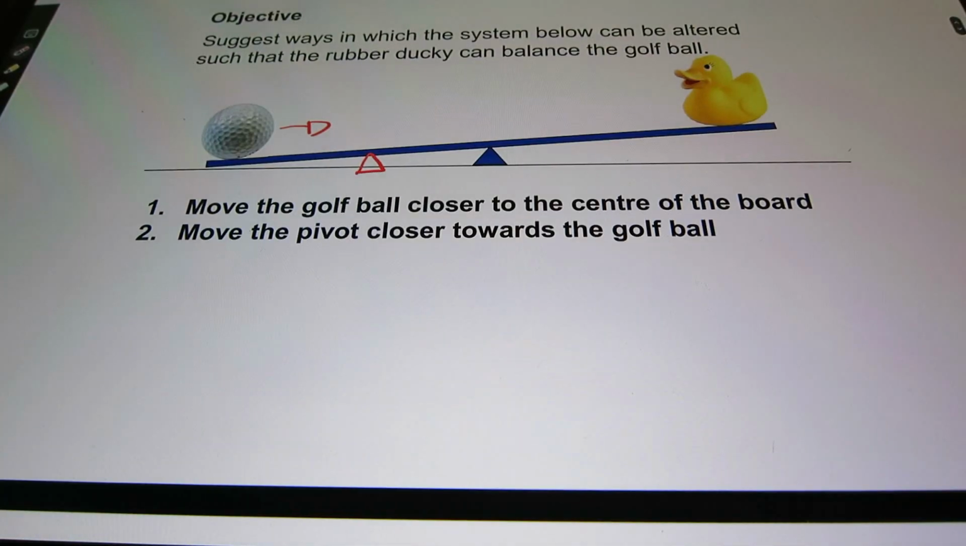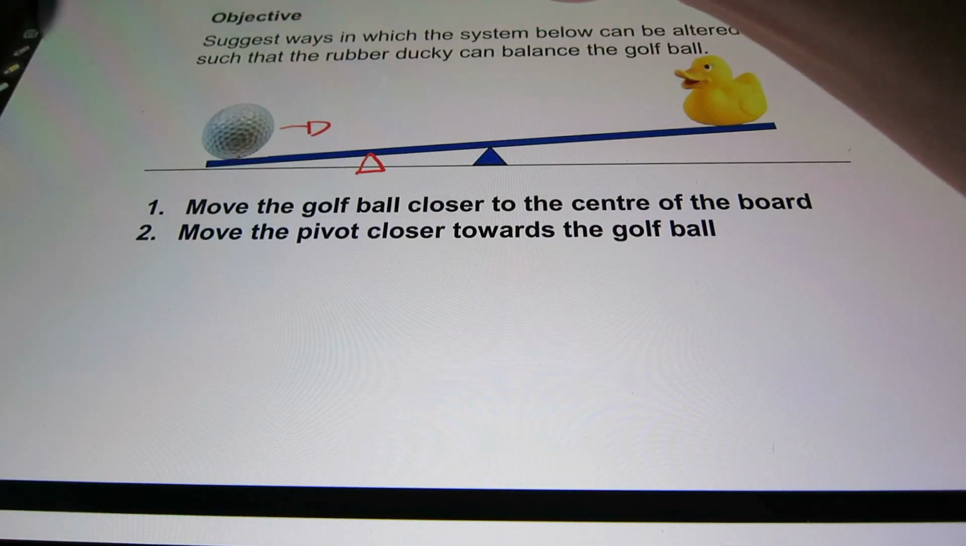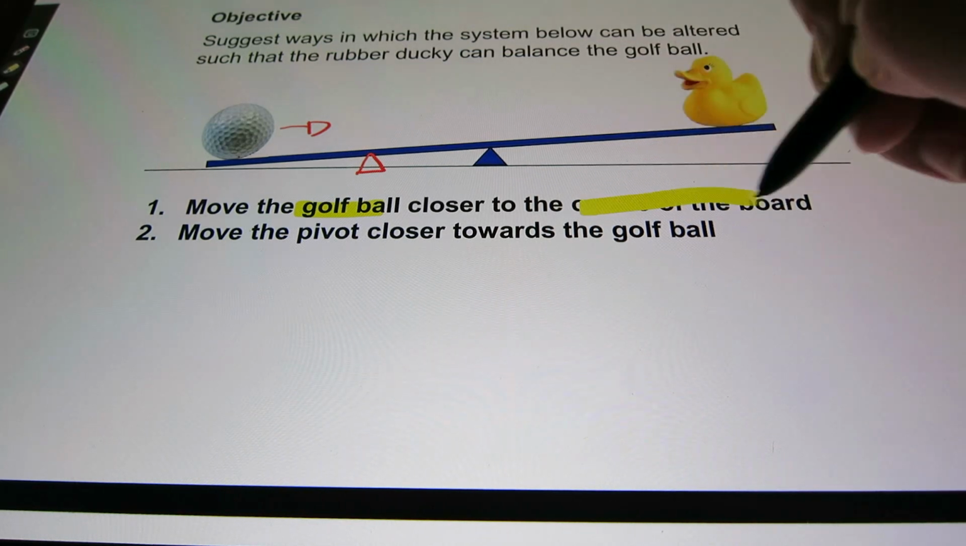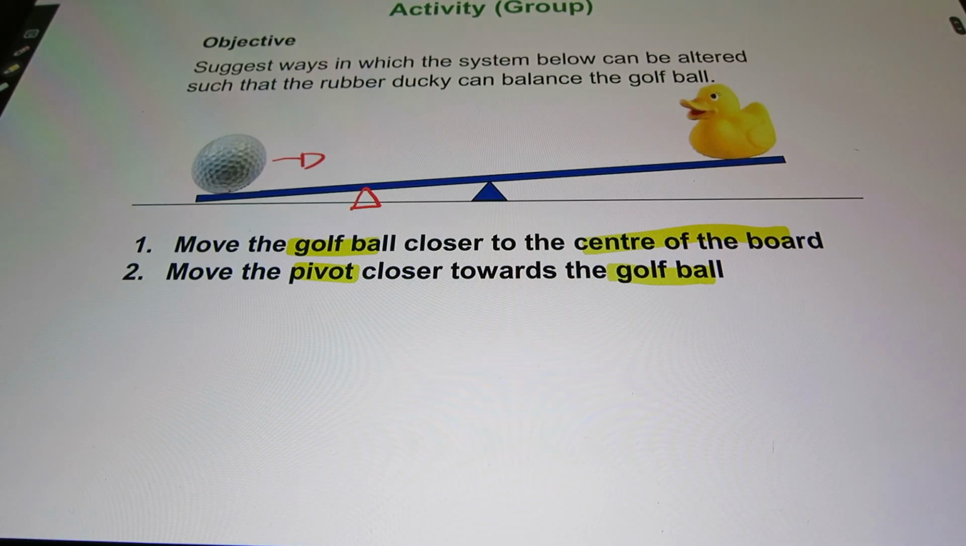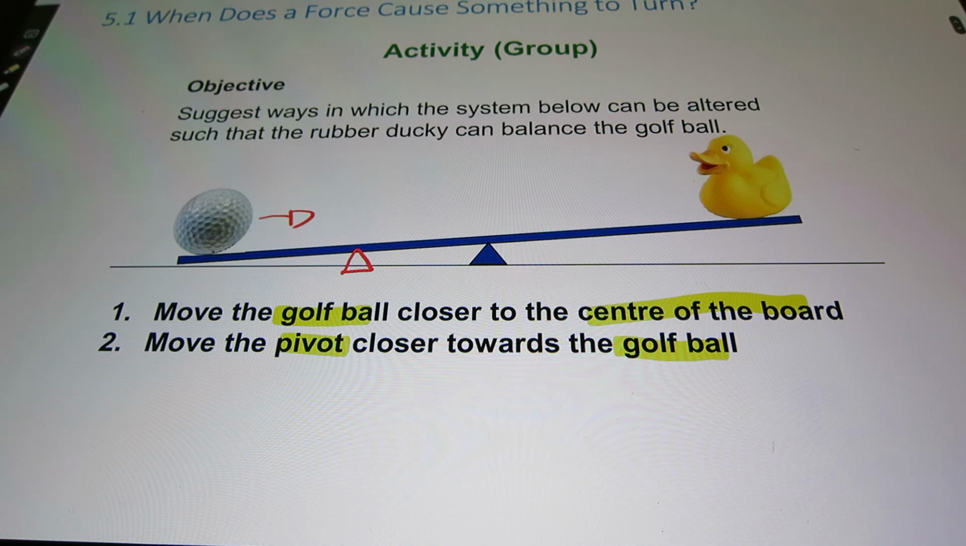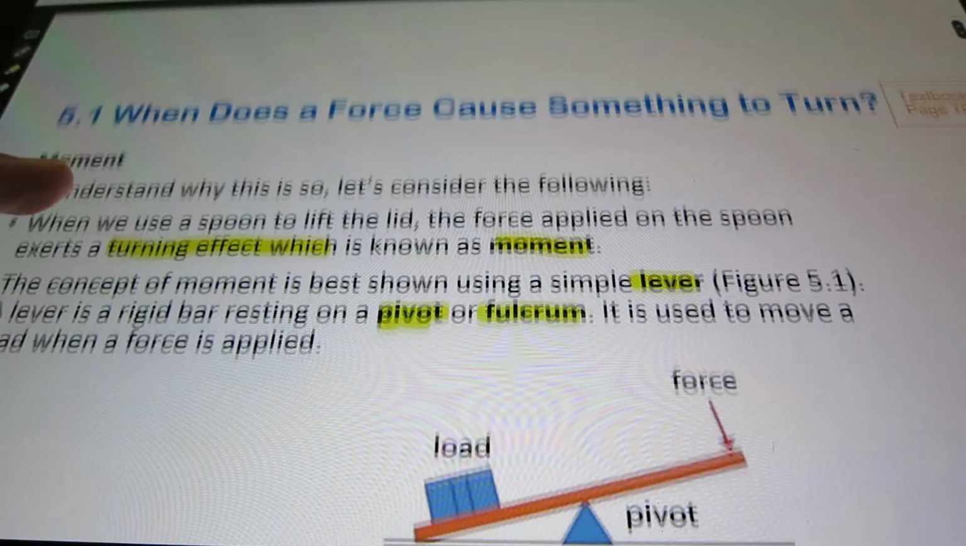Now, you are exactly correct. The golf ball can be moved closer to the center of the board, or I can move the pivot closer to the golf ball. So now we are going to explain the science behind why all of this works, and how we can explain how an object can be balanced.